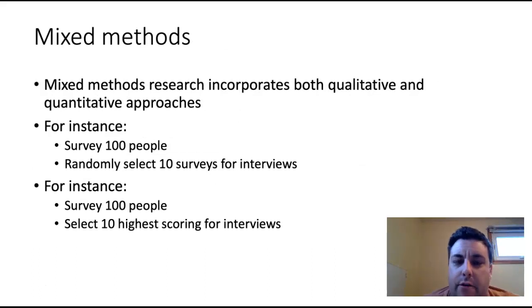Mixed methods research incorporates both qualitative and quantitative approaches. It is referred to as that third methodology. Qualitative and quantitative would be the first two methodologies. But here's an example of a mixed method survey. You might survey 100 people, maybe giving them measures on a couple of different things. Then you randomly select 10 of those surveys for interviews.